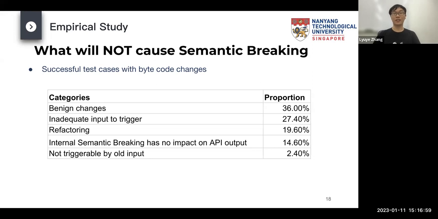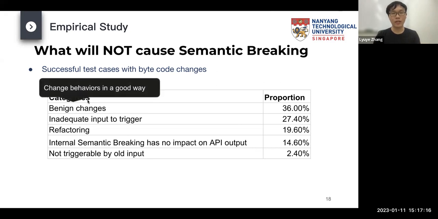That's why we had to find what kind of changes will not cause a semantic breaking. So we collect some successful test cases with backward-level changes. That means these cases have changes, but they do not cause semantic breaking. So we summarize these cases into these categories.